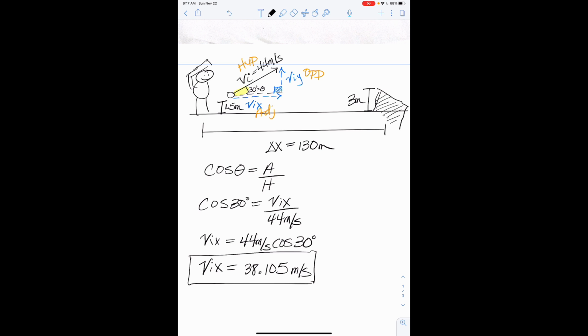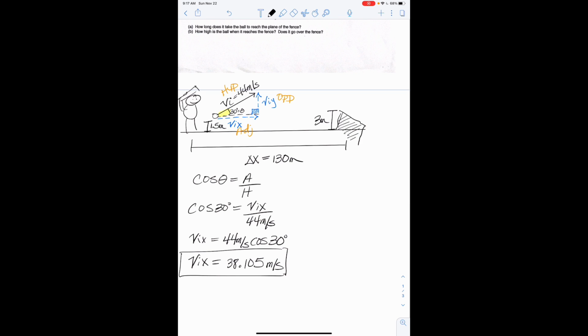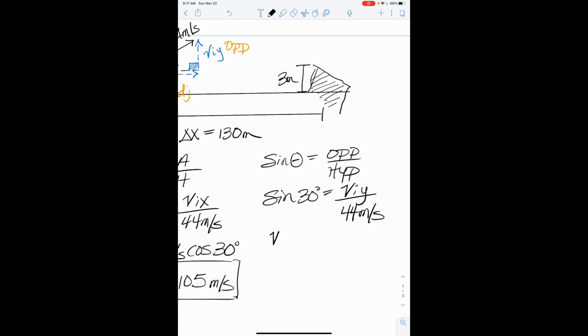All right. Then we'll do the same thing for VIY. This time we'll use sine. Guess we could have used tan now that we know the adjacent, but I always do it the same way. I don't like to change the method just because I have one more piece of information. Sine 30 is the nice one. It's 1/2. So I'm going to go ahead and rearrange this.